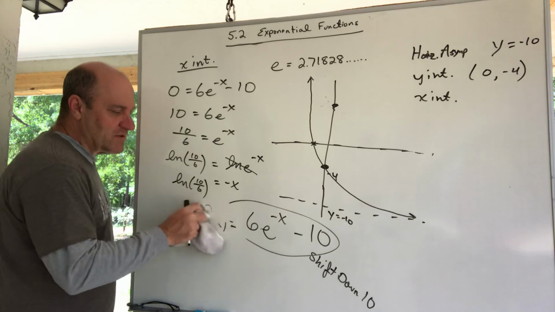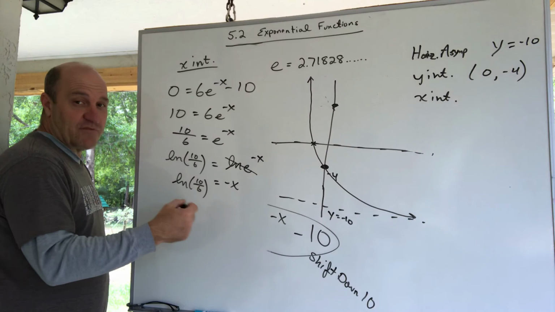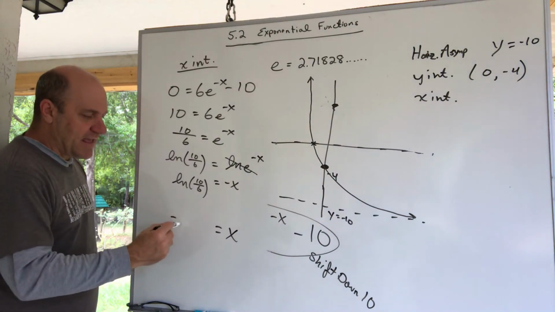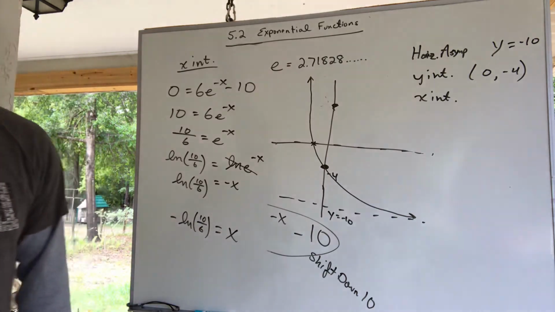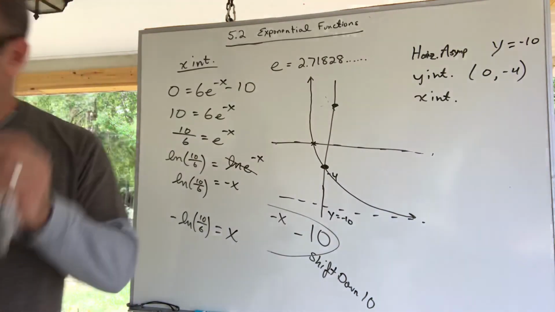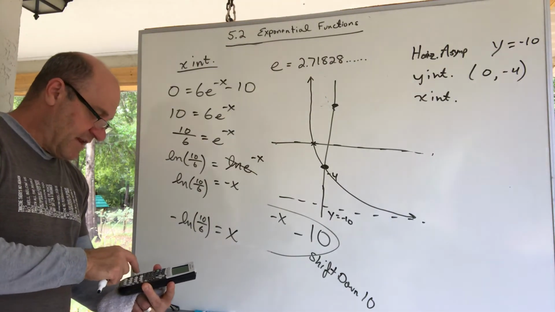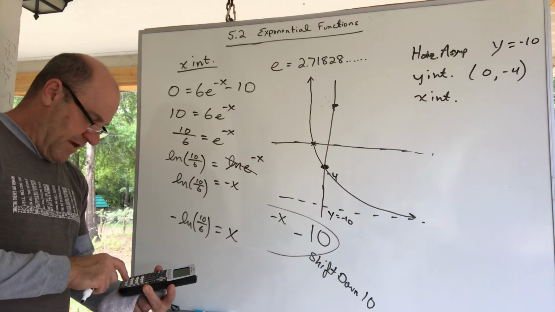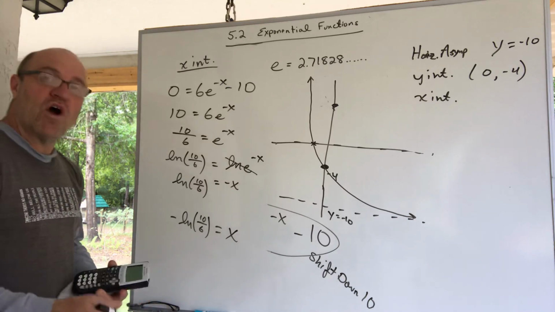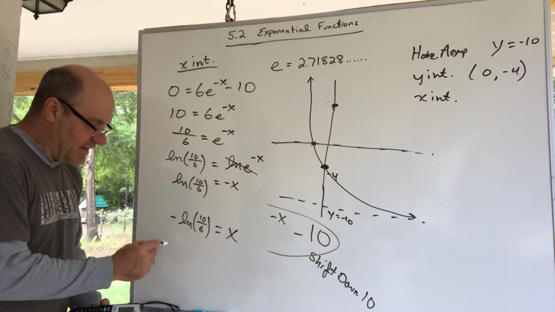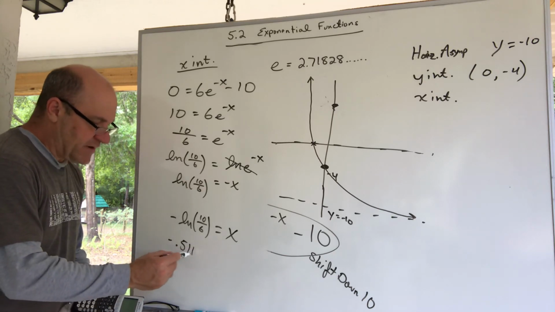Oh man, you are close. You got one more step in order to get x. Multiply by a negative or divide by a negative. x is the negative natural log of 10/6. You could pick up a calculator and try to find your natural log button. It should be next to your e button. I'm going to try this. The natural log of 10 divided by 6 is 0.5108, and it's negative 0.511. I'm going to round it to 3 decimals.